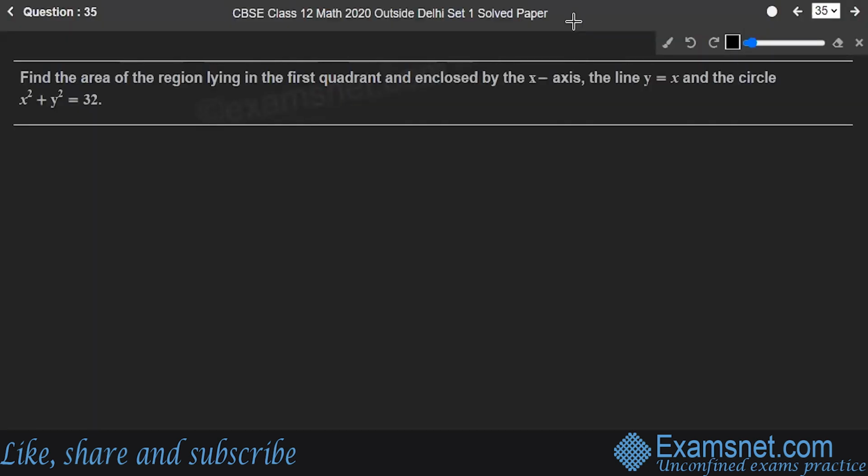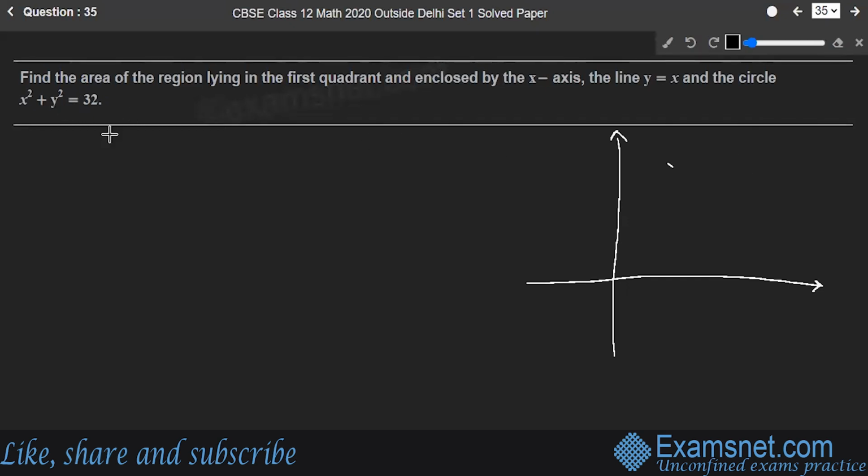Question number 35, you have to find the area of the region lying in the first quadrant enclosed by the x-axis and the line y is equal to x and the circle this. See, one such type of question will surely come in your examination. So be prepared. Like I have solved so many papers, one such question surely comes: the area bounded by the curve, the line, and all that. And one question from the linear programming problem. Surely these two topics are sure to have a question.